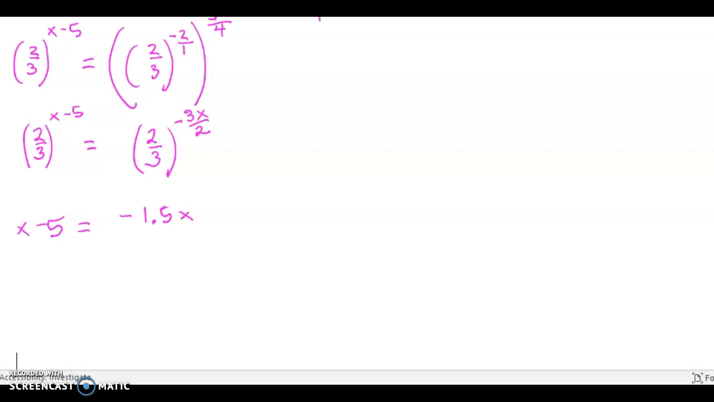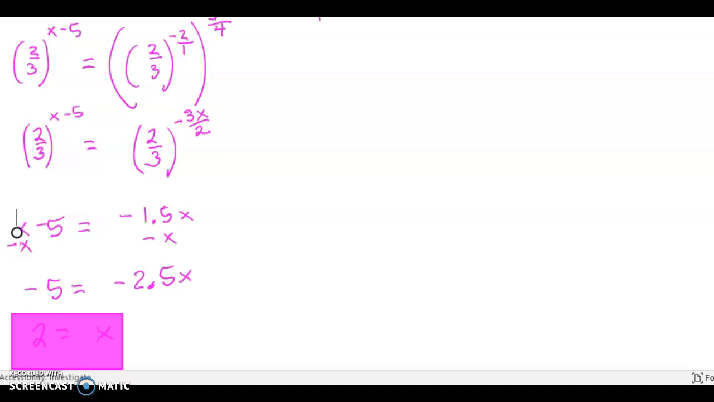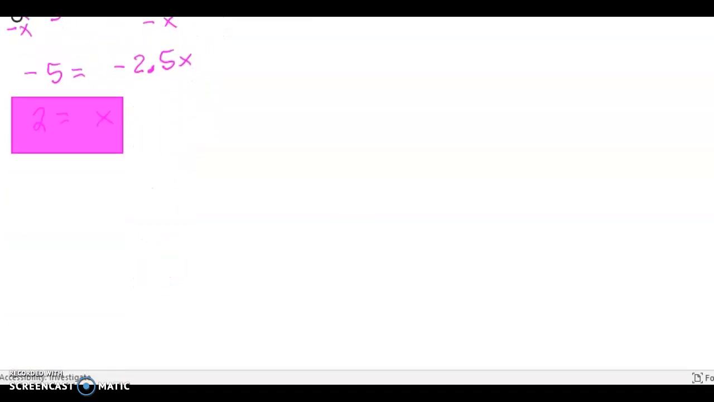That might be easier for me. Minus 1x, minus 1x. So negative 5 equals negative 2.5x. Divide by negative 2.5 and I get 2 equals x. We can always check our work by plugging our answer back into the problem, and the left side should equal the right side.